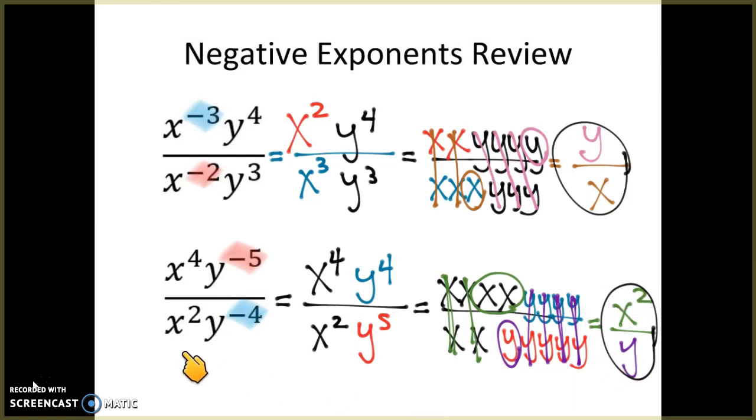This is equivalent to the answer we started with. And so that's just an exponents review when we look at negative exponents and also dividing monomials.